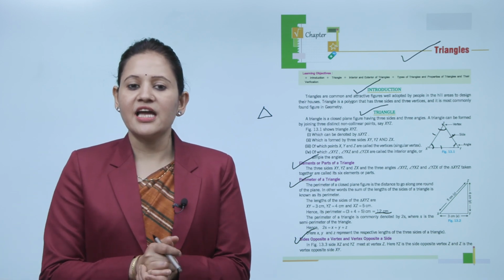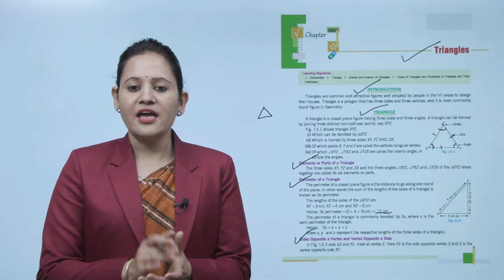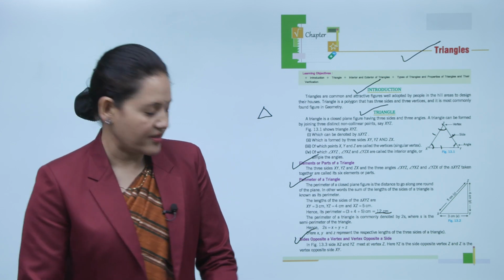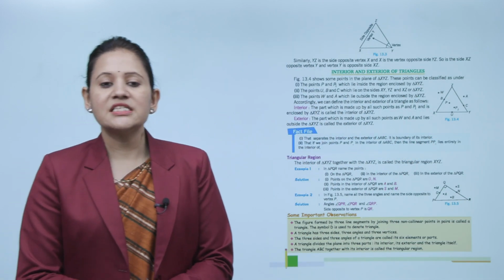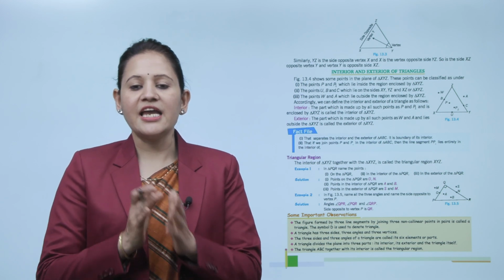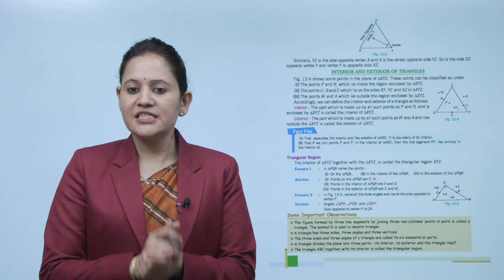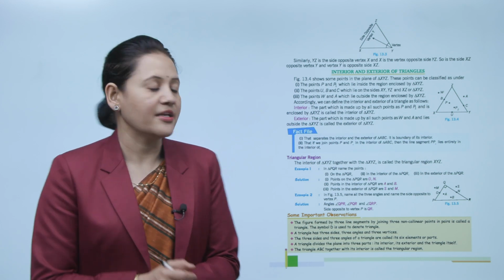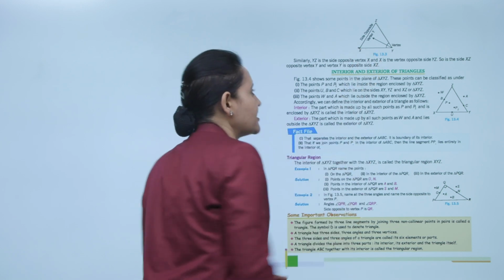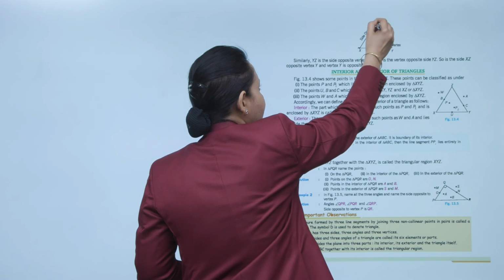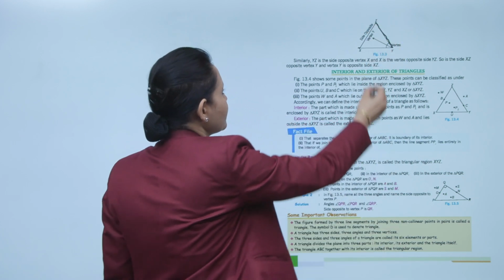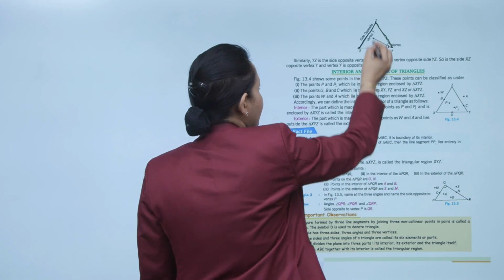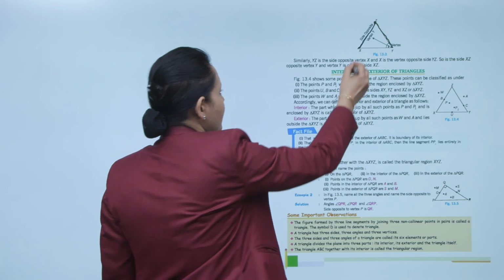In figure 13.3, sides XZ and YZ meet at vertex Z. Here XY is the side opposite to vertex Z and Z is the vertex opposite to side XY. Similarly, YZ is the side opposite to vertex X and X is the vertex opposite to side YZ. The side XZ is opposite to the vertex Y and the vertex Y is opposite to side XZ. So, here this is the vertex X and its opposite side, that is YZ, this one. This is the vertex Y, its opposite side is XZ, this one. Clear? This is the vertex Z, opposite side is XY.